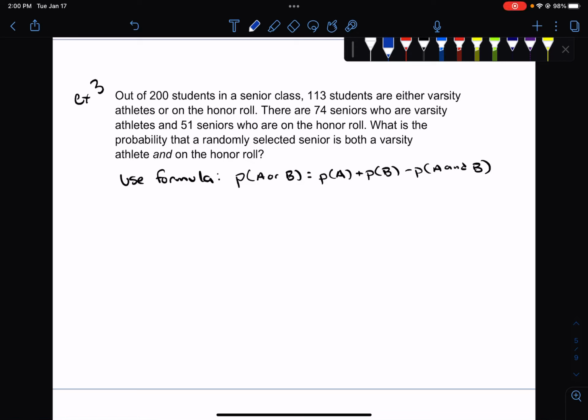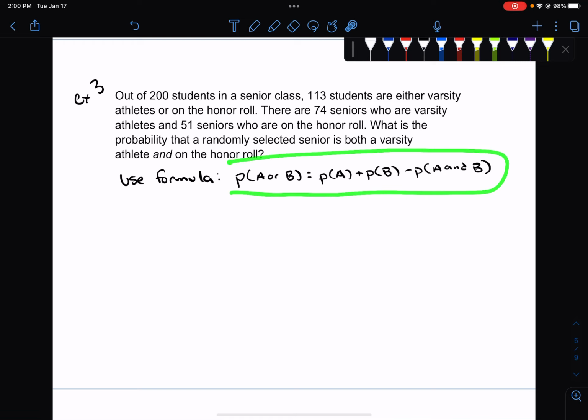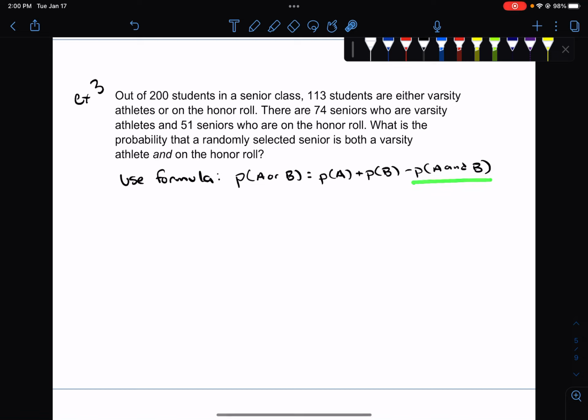All right, example number 3 uses the same math that we did in the last problems, but it requires you to use a formula and find the missing piece. The formula that we're going to use is the formula for the probability of A or B. Remember, that formula says the probability of A happening or B happening is equal to the probability of A plus the probability of B minus the probability of both things happening at the same time, okay?